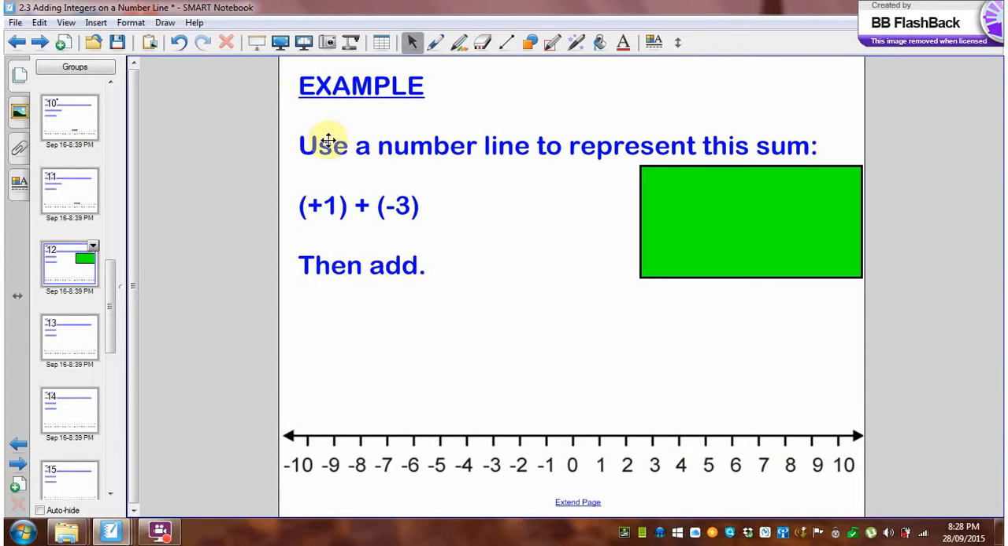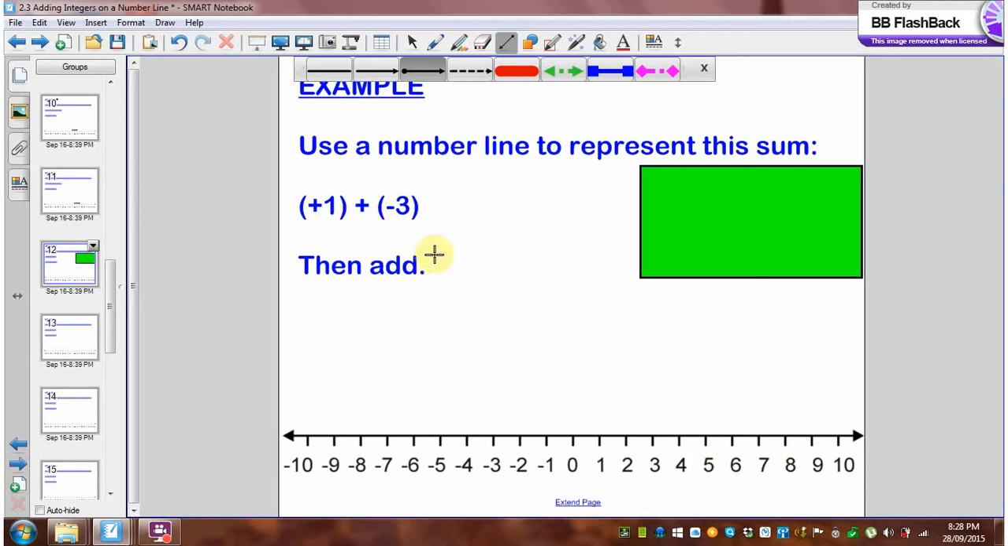Okay, example. Use a number line to represent this sum. So this time is very similar to the ones we just did, but this time we have a negative number involved. So what do we do here? Alright, so your first step is always to start on the first number, positive 1. Here's 0, here's our positive 1. Okay, and then we're going to add on negative 3.